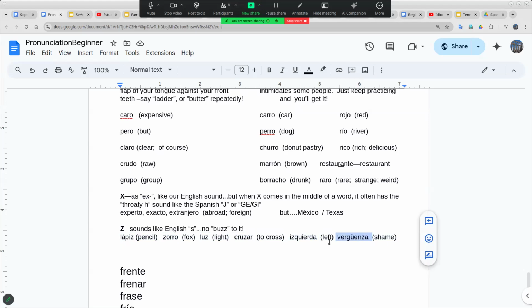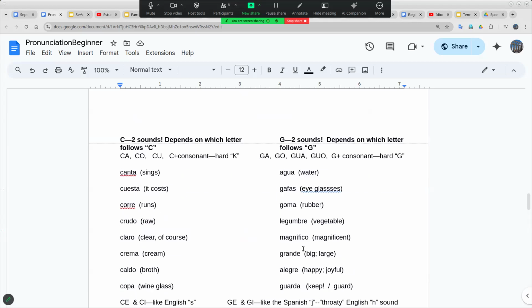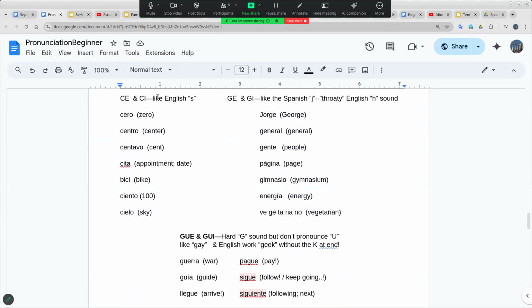So the Spaniards do the thing for Z. The Spaniards also, oddly, do the thing here for CE and CI. So that's why sometimes when you hear them in a video pronouncing this, it'll be like us adjusting to British English, you know? I have some friends from Great Britain, and my brain does a pause sometimes when I listen to them speak, because I have to think a different way.